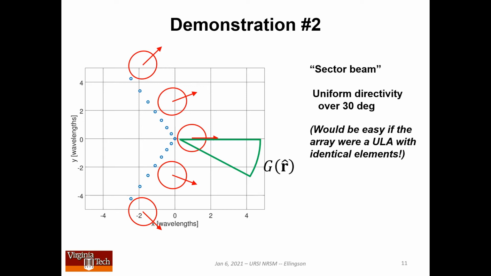If the array were a ULA with isotropic elements, we could use a Fourier transform technique, but that straightforward technique does not work in this case, and so it is an application for the technique that's been developed here. Let's turn this method loose on this problem and see what happens.